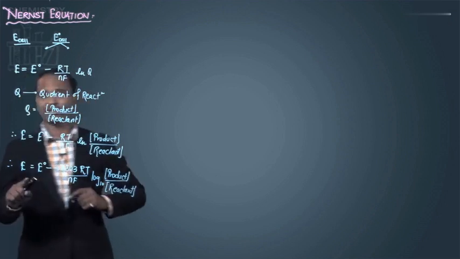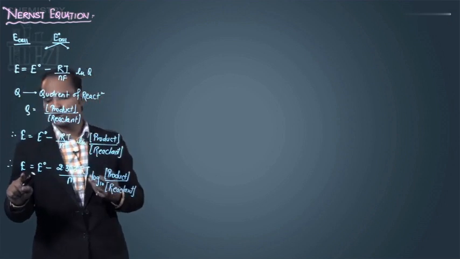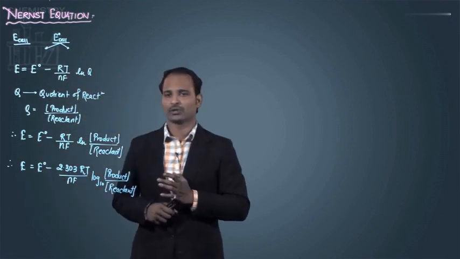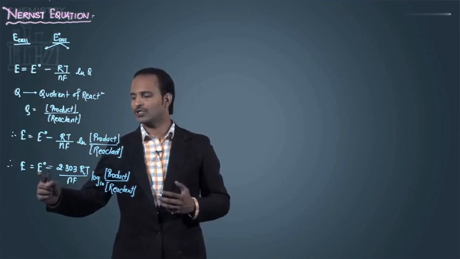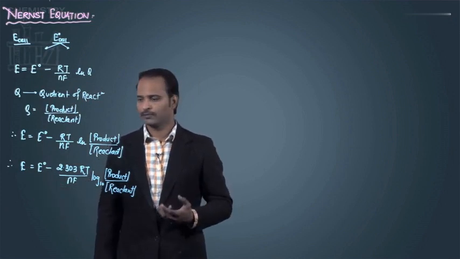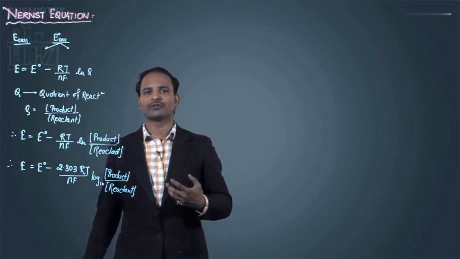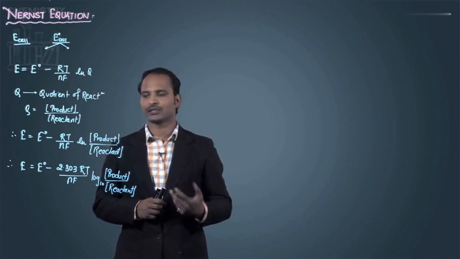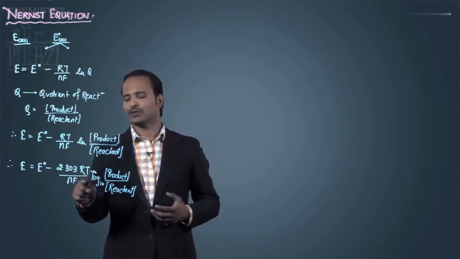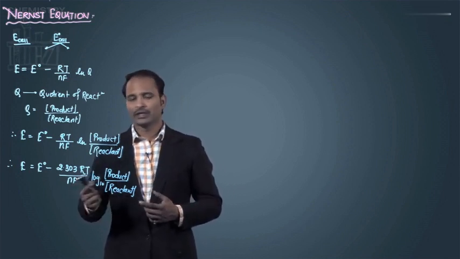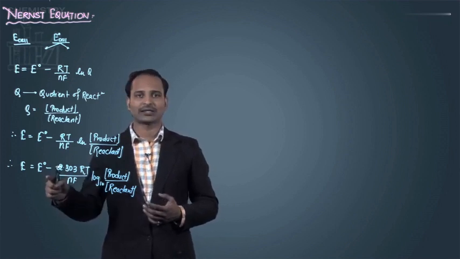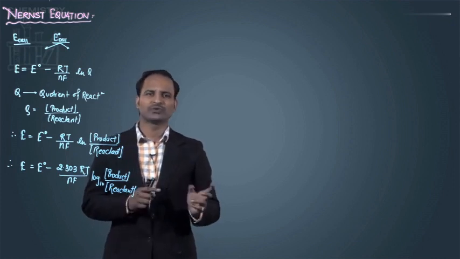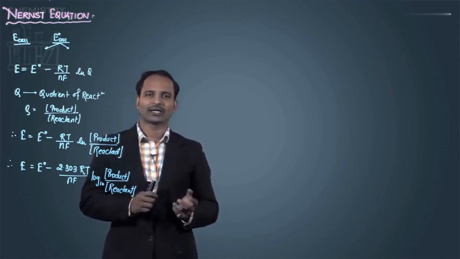Now what are these terms? Here E stands for the cell potential, or it may be the electrode potential. If you are using the formula for a single electrode, then E will represent the electrode potential and E naught will represent the standard electrode potential. And if you are considering the formula for the cell, then E will be called the cell potential and E naught will be called the standard cell potential. R is a gas constant whose value is 8.314. T is the temperature. Since we are considering the standard condition, the temperature value is going to be 298 Kelvin.